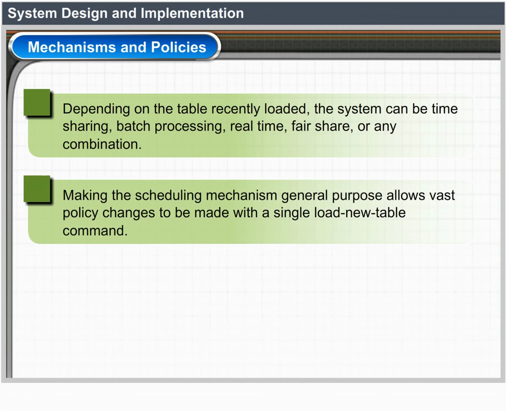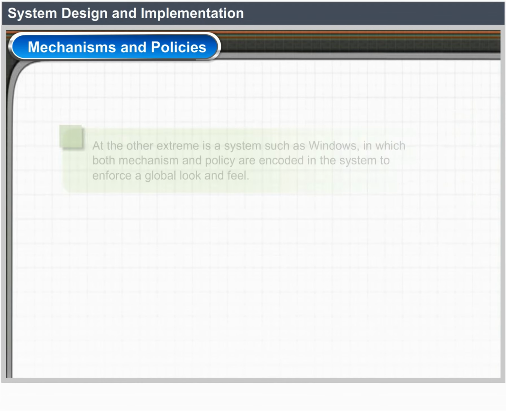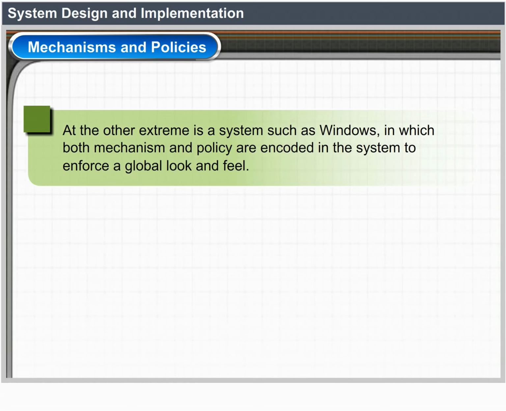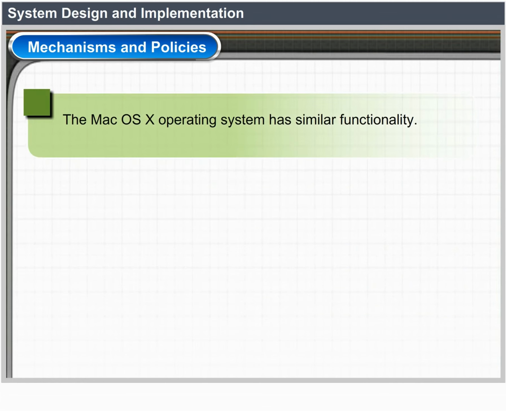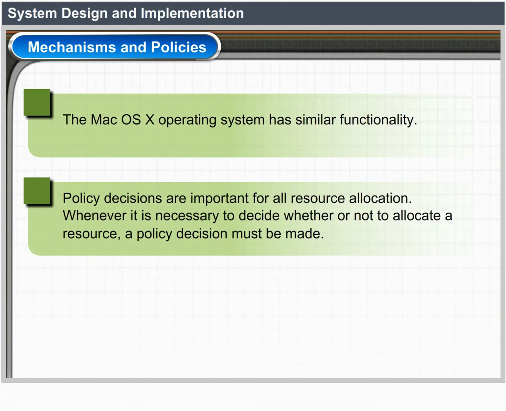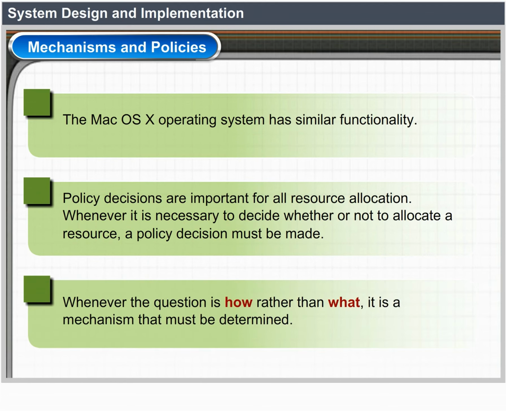At the other extreme is a system such as Windows, in which both mechanism and policy are encoded in the system to enforce a global look and feel. All applications have similar interfaces because the interface itself is built into the kernel and system libraries. The Mac OS X operating system has similar functionality. Policy decisions are important for all resource allocation. Whenever it is necessary to decide whether or not to allocate a resource, a policy decision must be made. Whenever the question is how rather than what, it is a mechanism that must be determined.